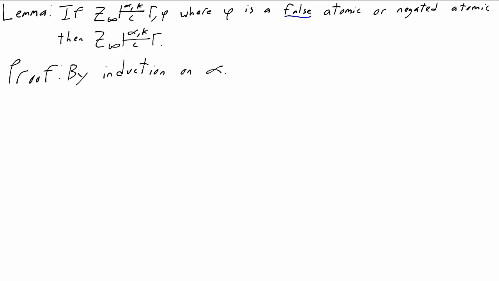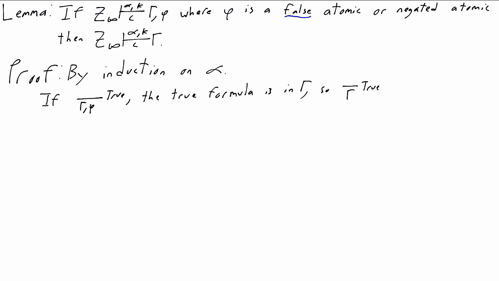The interesting cases are the rules which could introduce phi at all. The rules where phi could be showing up in the conclusion for the first time. Those rules are the true rule again, and the contraction rule. If gamma comma phi is justified by the true rule, that means there's a true atomic or negated atomic formula in it, and it's not phi, because phi is false.